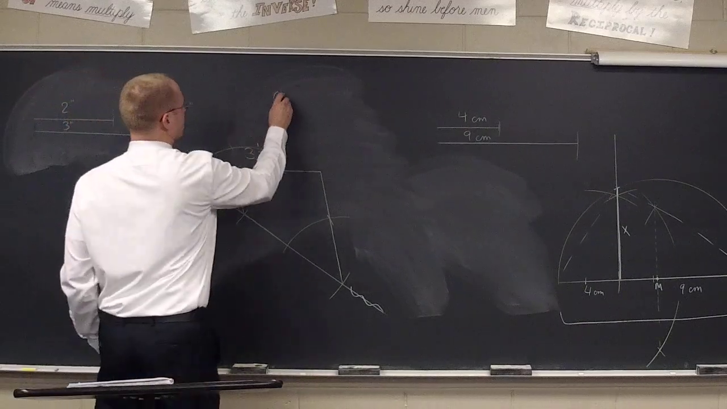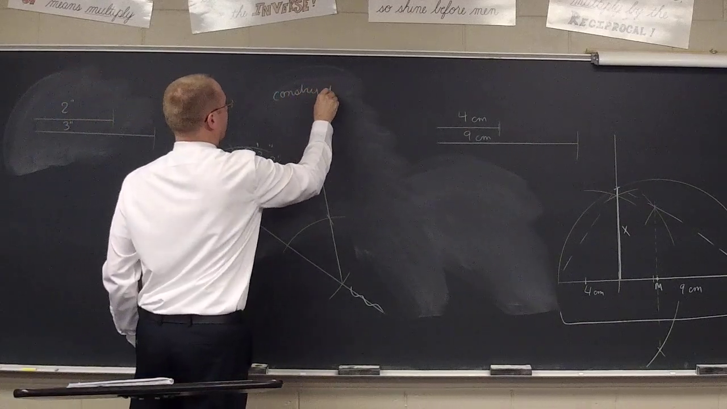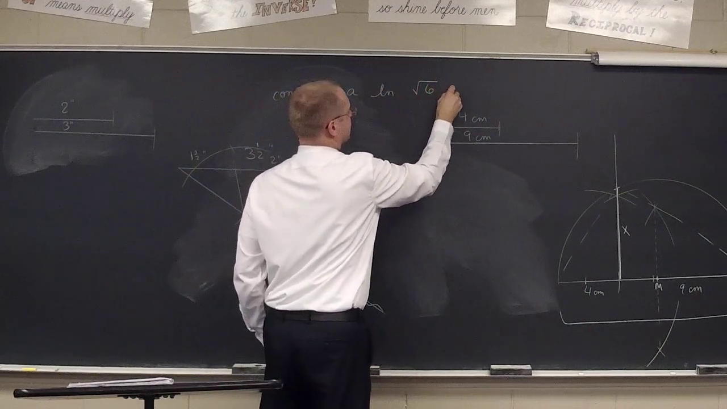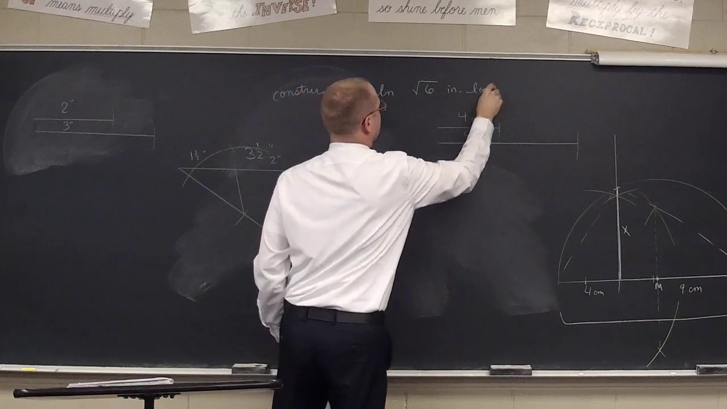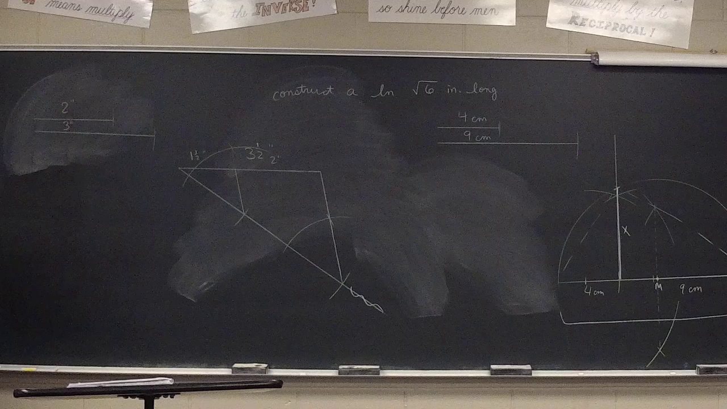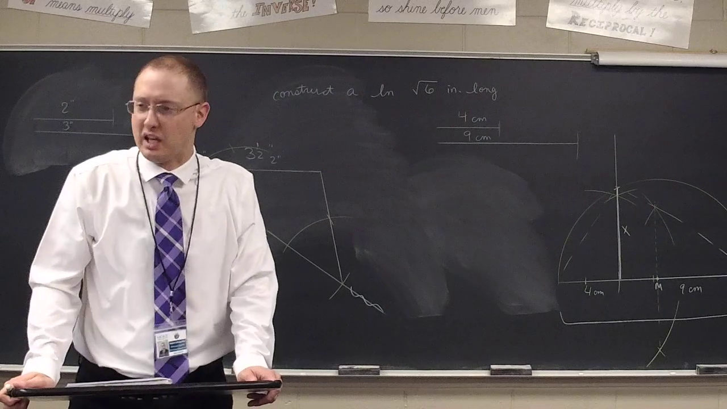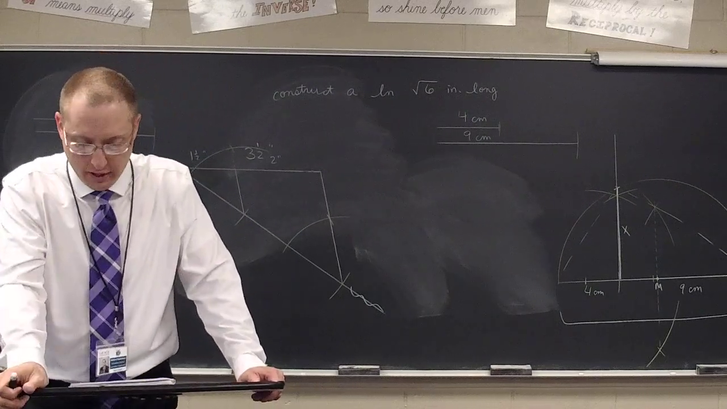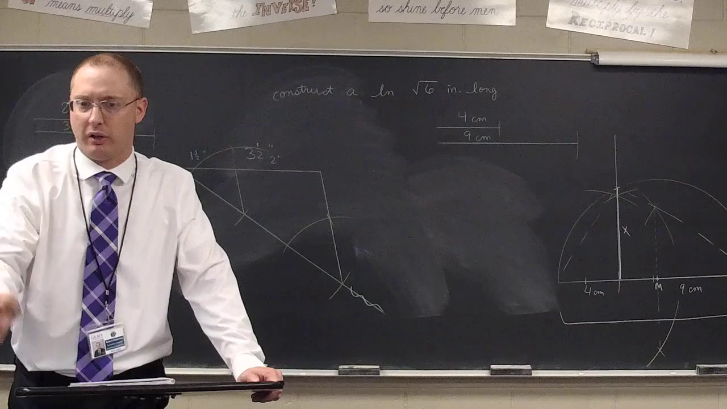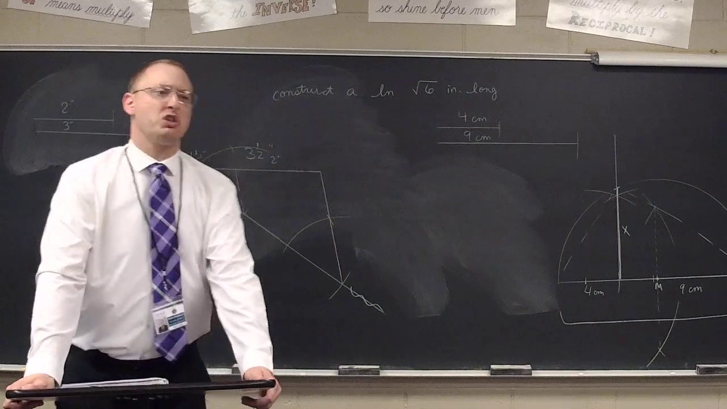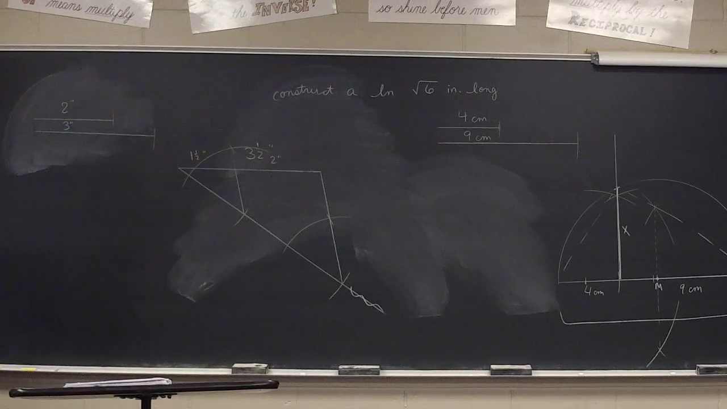What if I said I wanted you to construct a line, get out a blank sheet of paper, or if you have room there, that is square root of 6 inches long. The square root of 6 inches long. That's an irrational value. How am I supposed to construct the square root of 6? What is that anyway? It's like 2.3, 2.4, someone with a calculator. What is the square root of 6? I'm thinking 2.44? So just under 2.5 inches. Construct the square root of 6.